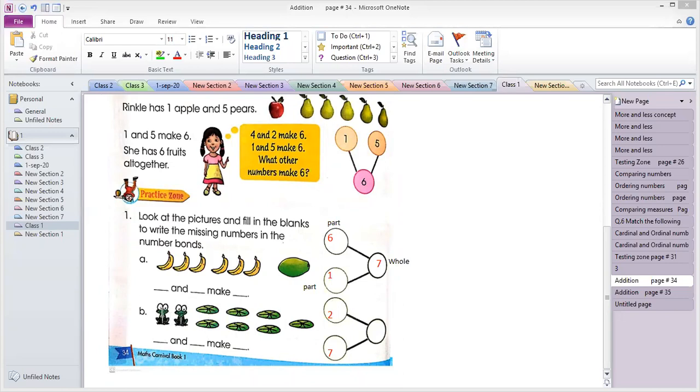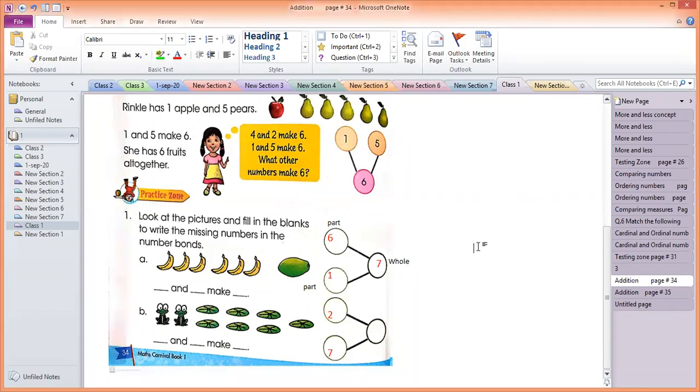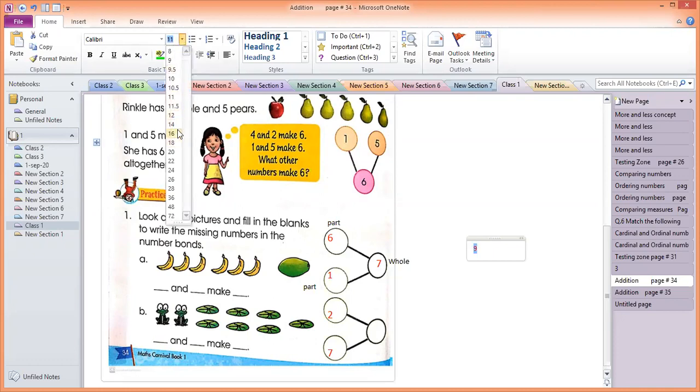Count with me. 1, 2, 3, yes, 4, then 5, 6, 7, 8, 9. How many total are there? 9. So you will write 9, not 7. Okay. For the total, you will count all.